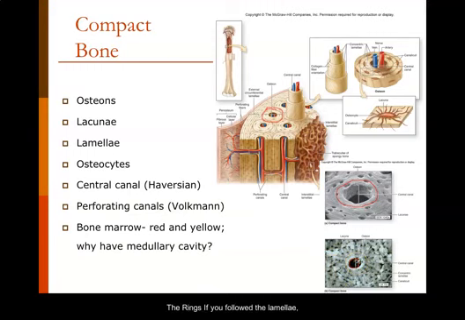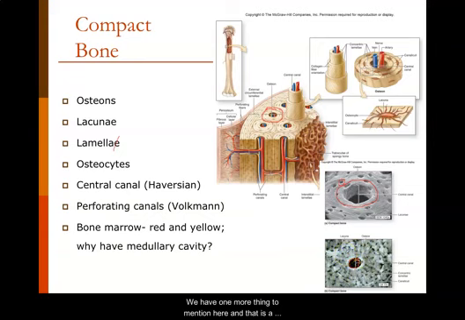The rings, if you follow the lamellae, lamellae is plural, drop the E, and it becomes lamella to say one ring. If you look around each lamella, you will notice a little bubble, a little lake. We call that a lacuna. And inside of every single lacuna is going to be one osteocyte. The osteocytes live in lacunae, and the lacunae are arranged around each lamella. So if you take a look at the light microscope image on the bottom, every single black spot is an osteocyte living in a lacuna, and each lacuna is going to circle the lamellar rings.